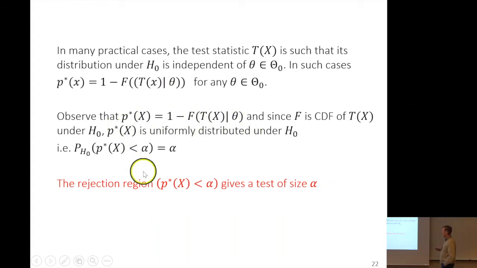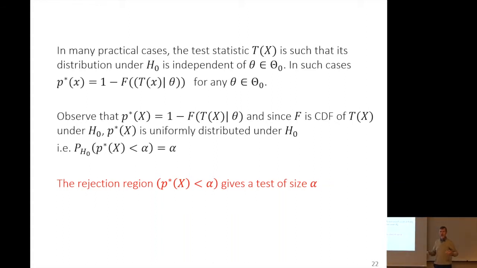So if I have a mechanism to compute the p-value out of any data, if I define a rejection region p star of X less than alpha, that gives a test of size alpha, exactly. Which looks circular. In some sense it is, but at least here it's mathematically proven.